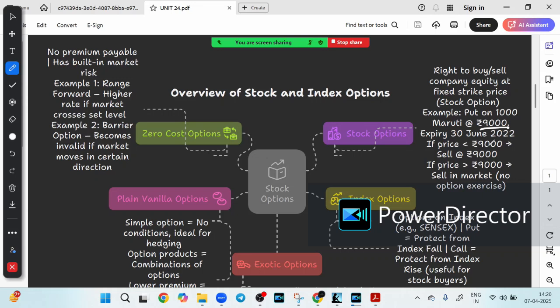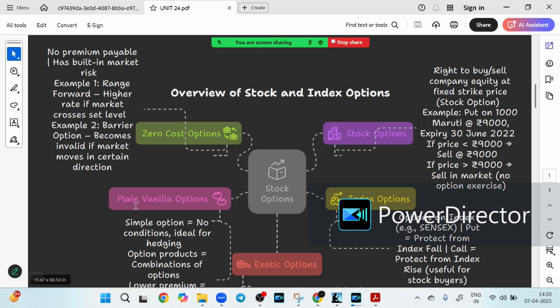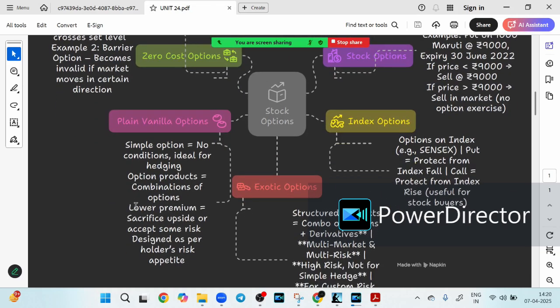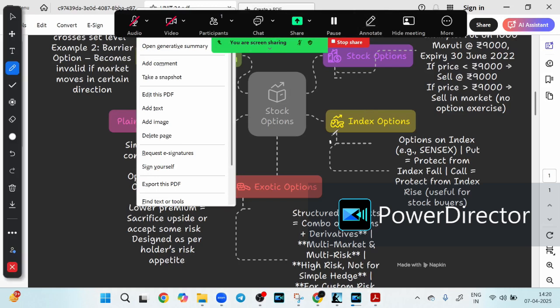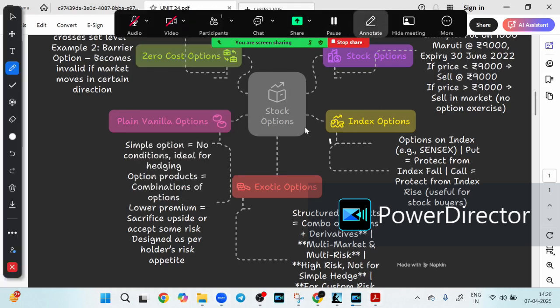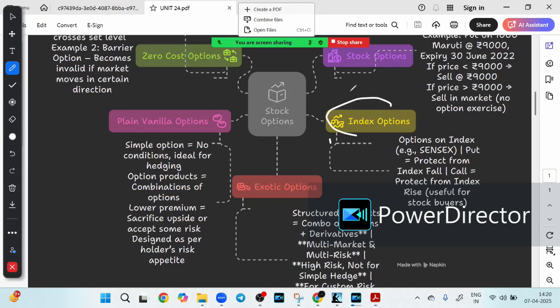Then the second part is called index option. What is the meaning of this index option? Let's see in this particular slide. Every aspect will be made clear, all taken from your Macmillan book. Index options are options based on market indices like Sensex and Nifty, not individual stocks. A put option helps you protect against a market fall, and a call option protects against an index rise. It is useful for a stockbroker, a stock buyer, those who need downside protection.